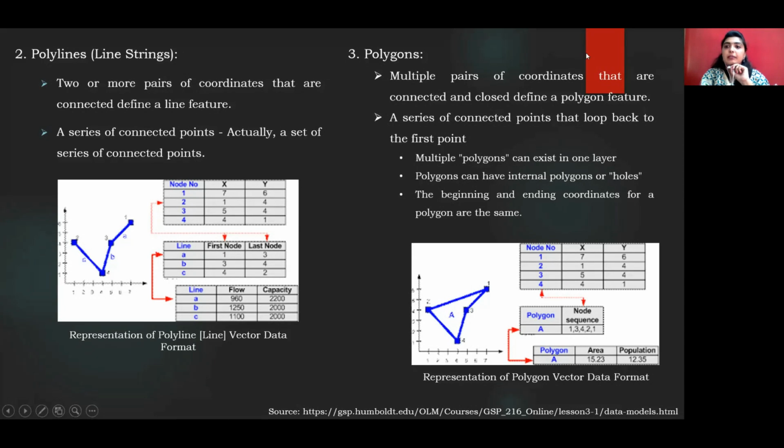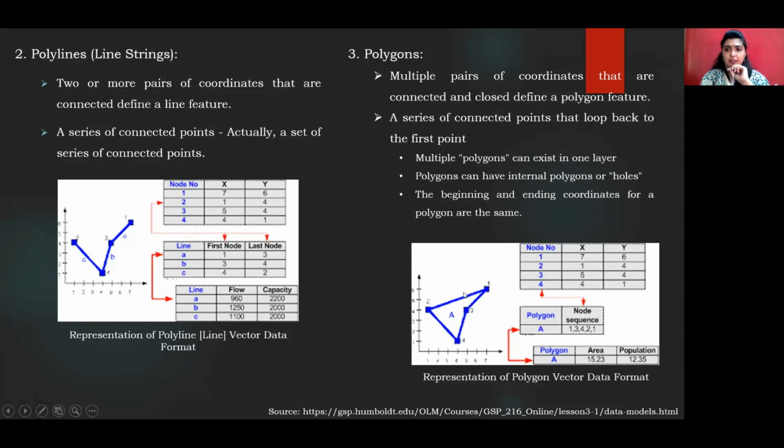Polygons are nothing but multiple pairs of coordinates that are connected and closed by a defined polygon feature. A series of connected points that loop back to the first point. The starting and the ending points are the same. In short, there can be multiple polygons that exist in one layer. Polygons can have internal polygons, or we call them holes. The beginning and the ending coordinates of the polygons are always the same.